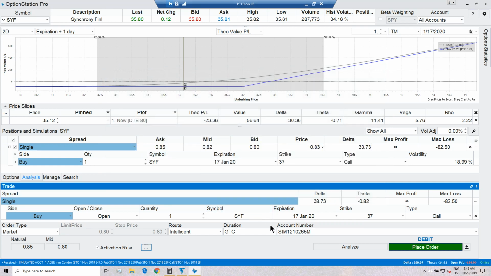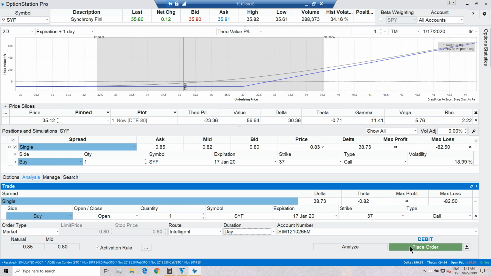And also I'm gonna make the order to be the day order. So if I don't get filled today, then the order will be canceled and I can go ahead and reassess this trade tomorrow by running the same process we did today. Okay, so I'm just gonna click place order.